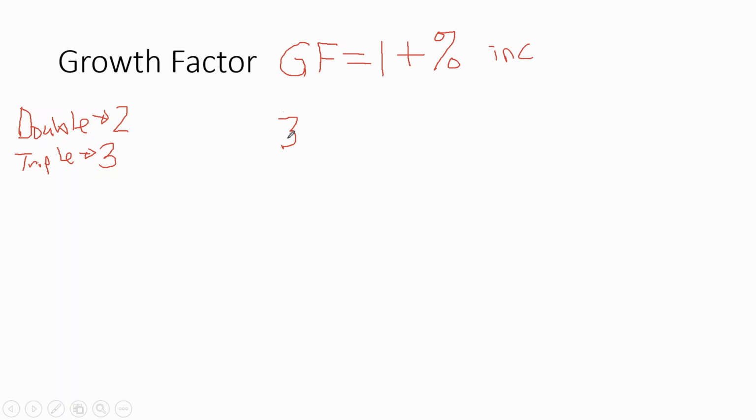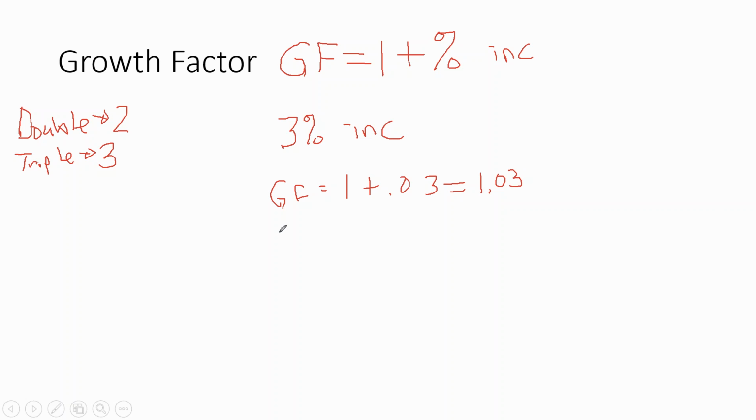So if I have a 3% increase, to find the growth factor, I would take 1 plus, what is 3% as a decimal? 0.03. So my growth factor would be 1.03. Boom. That's how you find your growth factor.